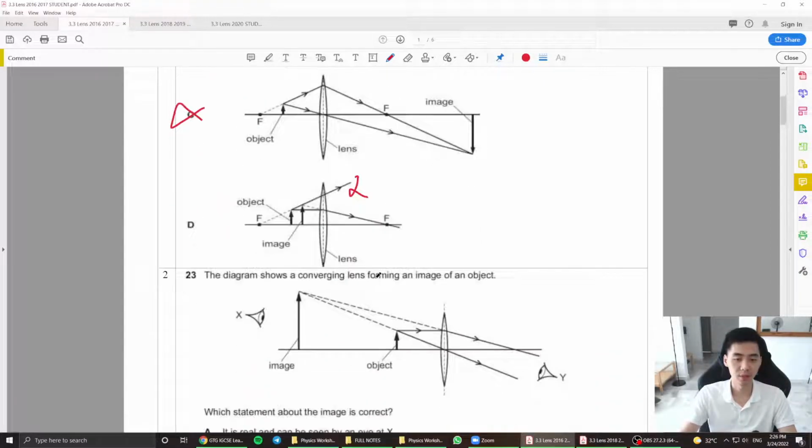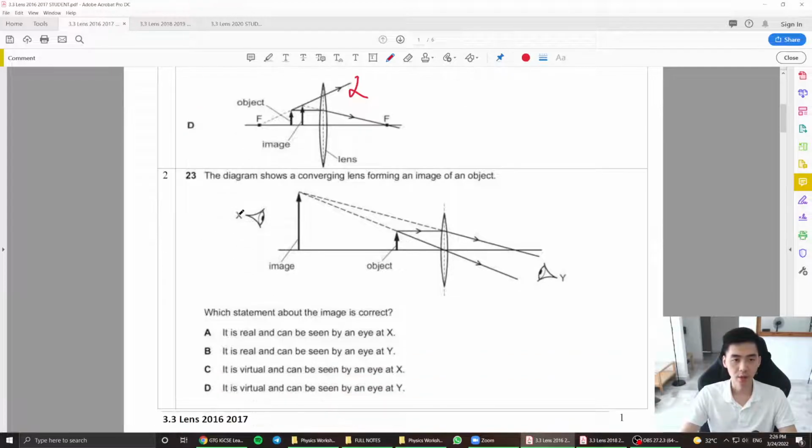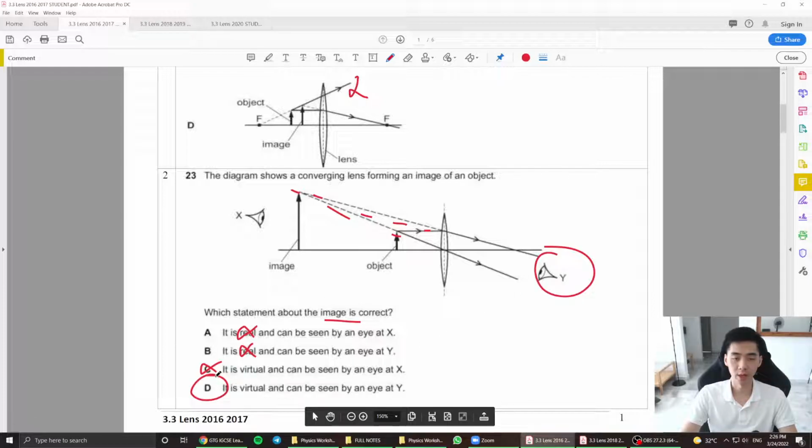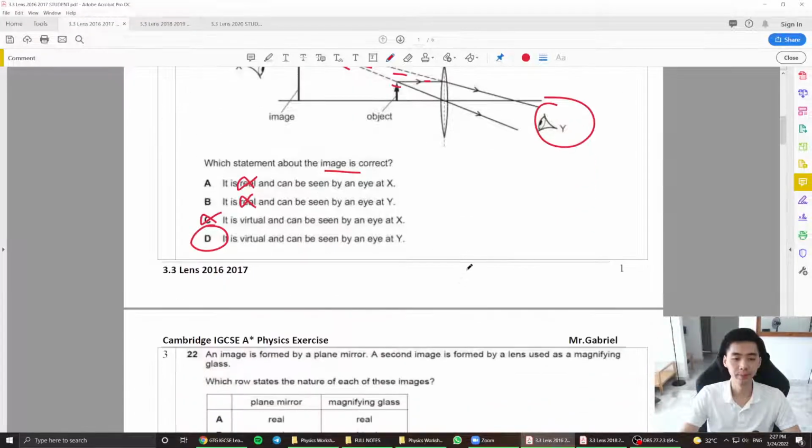This one just doesn't make sense, according to the light rays. Then question number 2 here. The diagram shows a converging lens forming an image of an object. Which statement about the image is correct? It is real, definitely not true. Any magnifying glass, this will be virtual because it is formed by virtual light. It is real, for sure not true. It is virtual and can be seen by an eye at X. Nope, this is not true as well. Whatever you form in a magnifying glass, the virtual image can only be seen by Y.